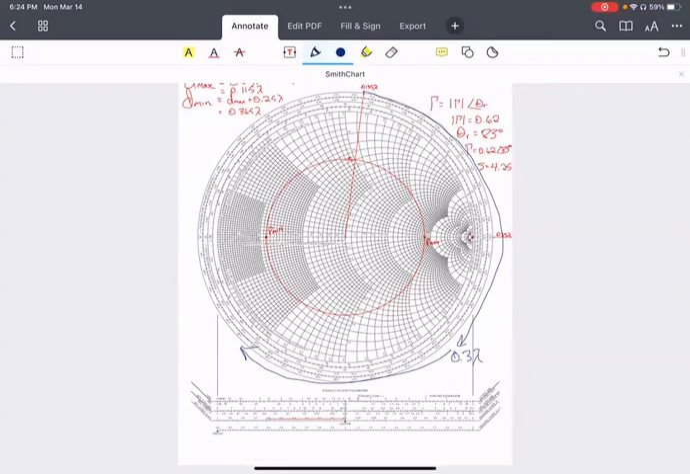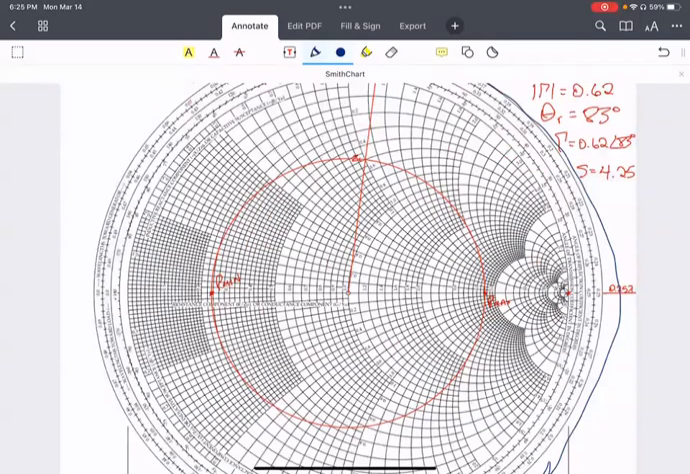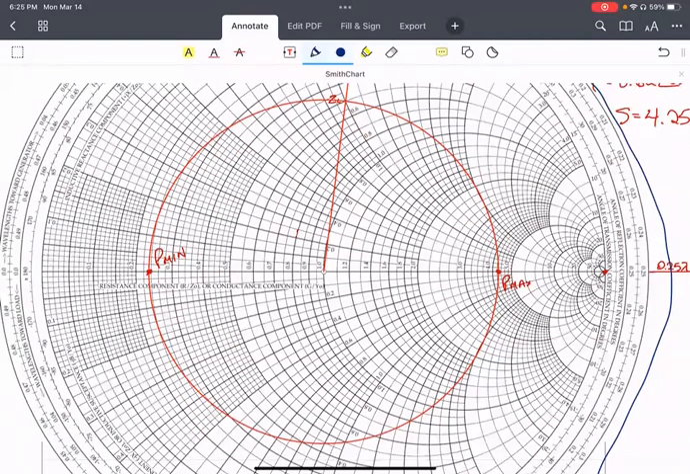Anybody want me to explain that again? Any confusion on that? One more time? Okay. The key thing to remember is a full rotation around the Smith chart is half a wavelength. Wherever you start, if you rotate half a wavelength, you end up back where you started.